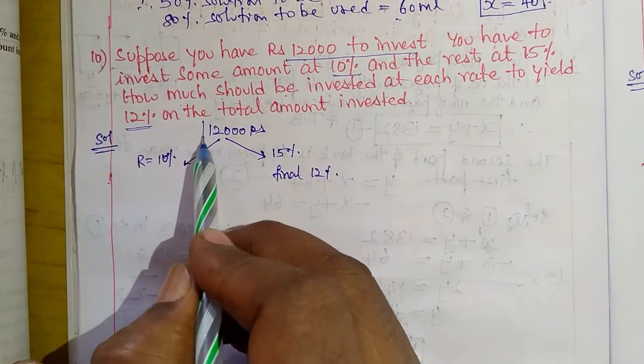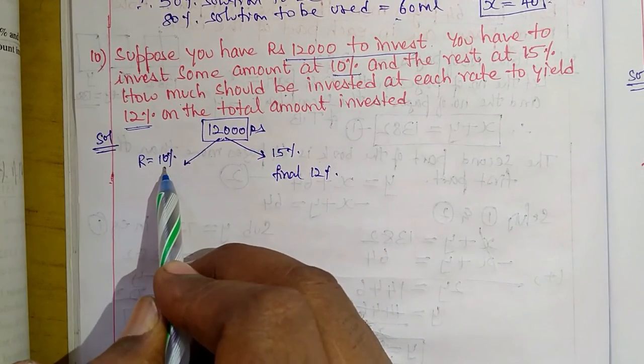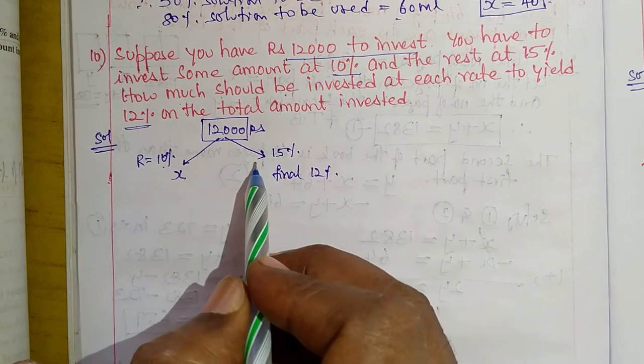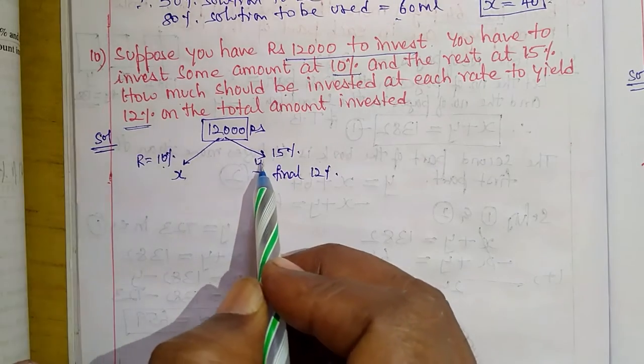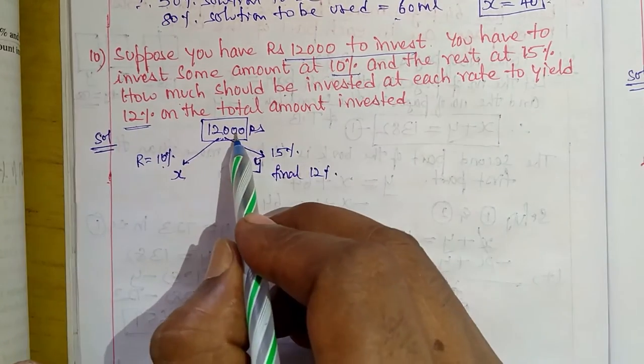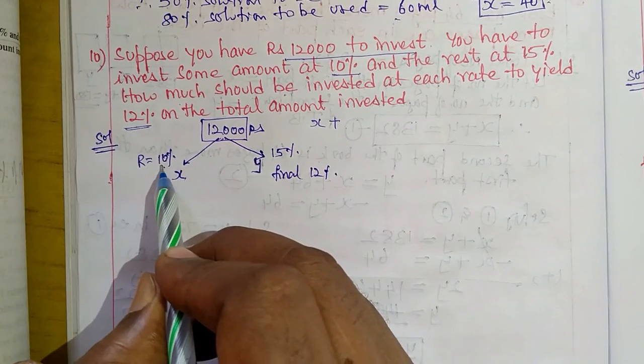So out of the total 12,000 rupees, how much must I invest at 10%? I don't know. I will assume it as X. How much must I invest at 15%? I don't know, so I will assume this as Y. Therefore the total money is 12,000. So X money I will invest at the rate of 10%.